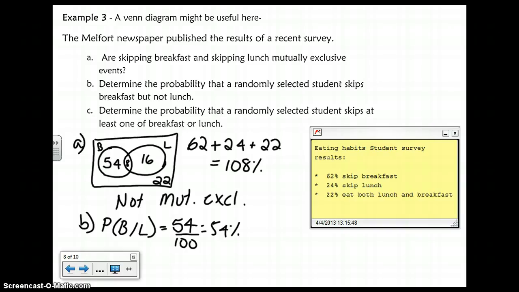And C, determine the probability that a student skips at least one of breakfast or lunch. So when I figure this out, it's 78% that actually skip one or the other. Because again, 62 was my total that skipped breakfast, 24 was my total that skipped lunch, and then there's 8 that overlap. So we add up our probabilities of our first two and subtract the overlap to get 78%.